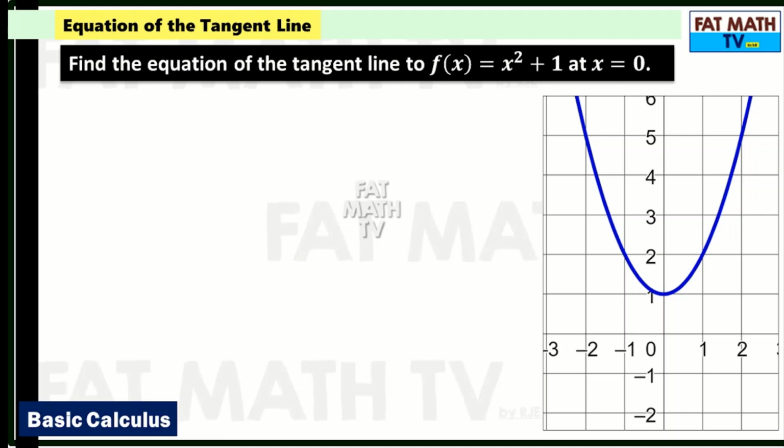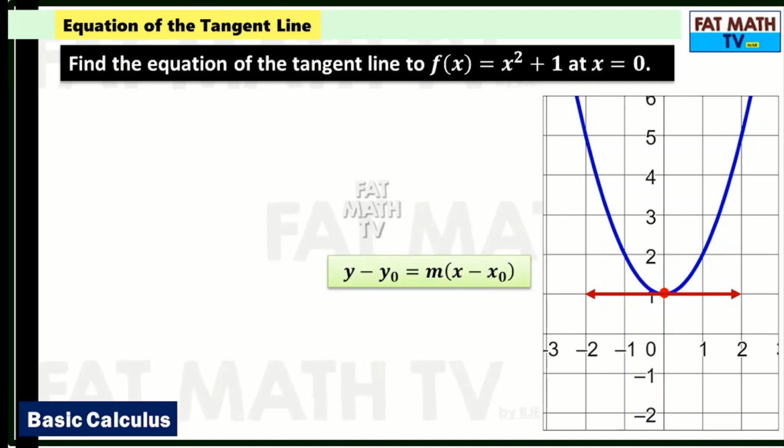Let us have the same equation, but this time at x equals 0. So at x equals 0, we have it somewhere here. So at x equals 0, that's the point. So if we look at it, we're expecting that the y is going to be 1. Let's check that later. And then the tangent line looks like that. So this is the tangent line to the parabola at x equals 0. So what is the equation of this line?